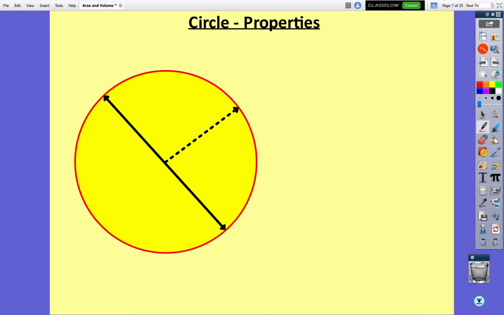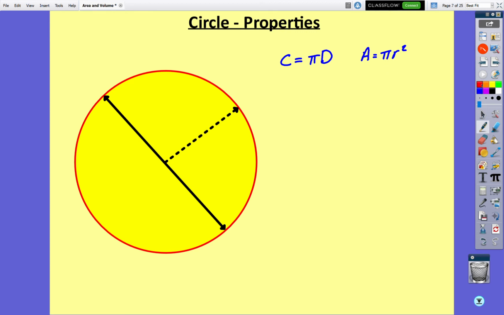Okay, now circle, the 2 equations for circle are C equals pi d. So C is the circumference. The circumference is the length around a circle. The circumference is just the perimeter of a circle. It's just given a special name. The other one is area of a circle is pi r squared. So there's that wee pi symbol appearing.